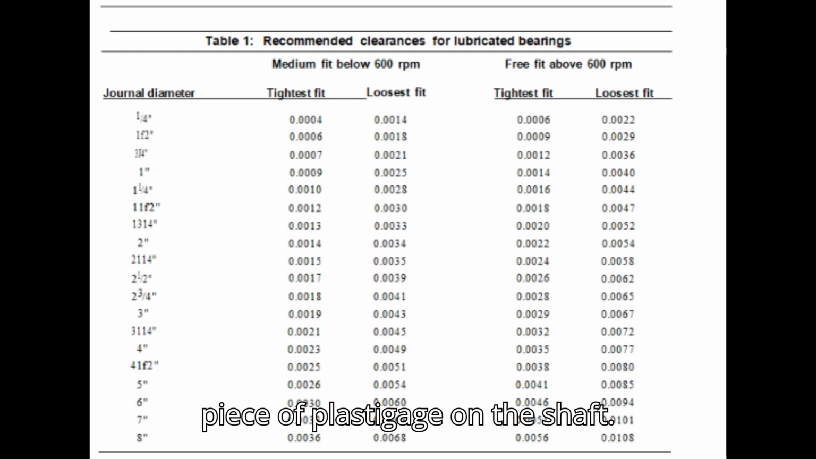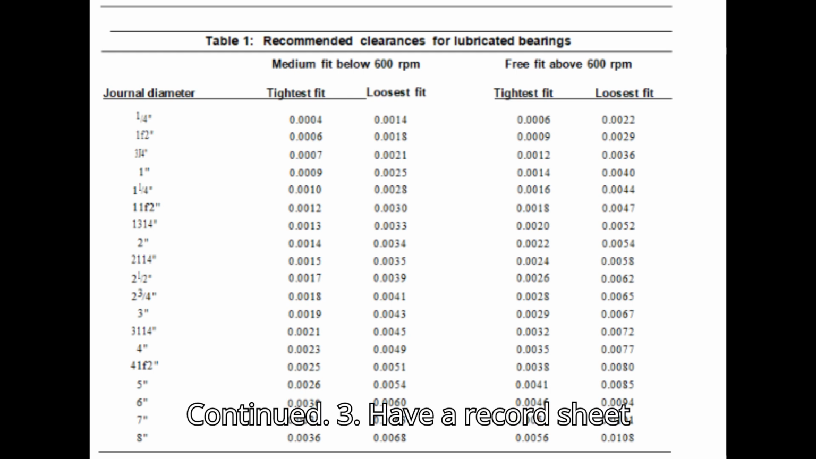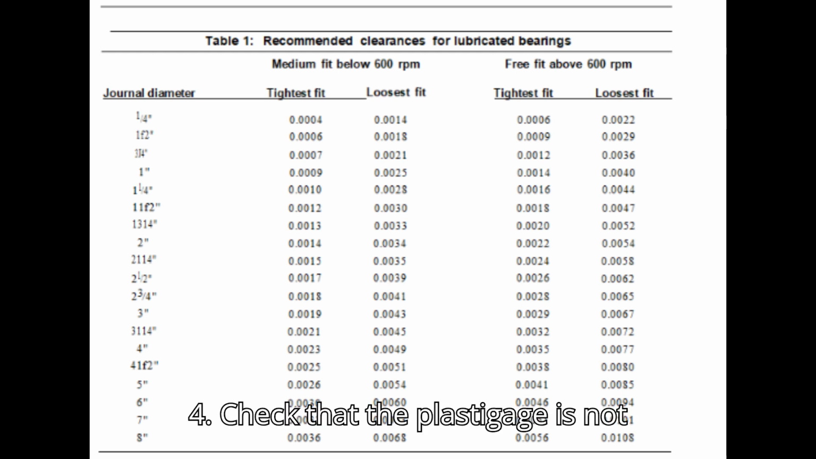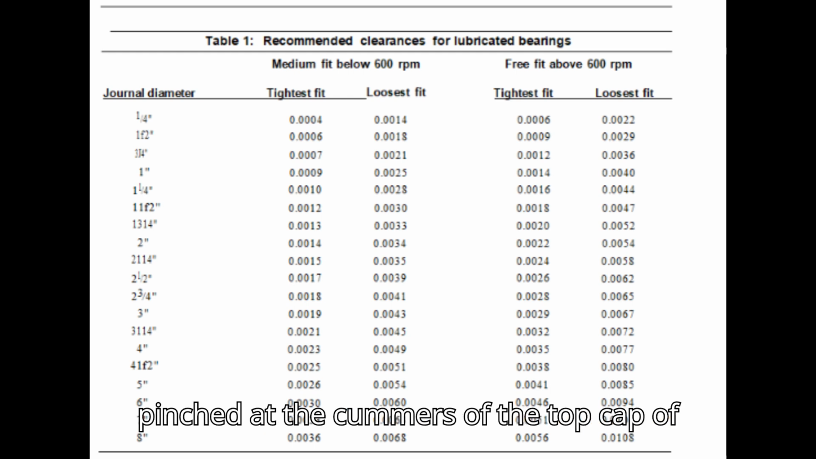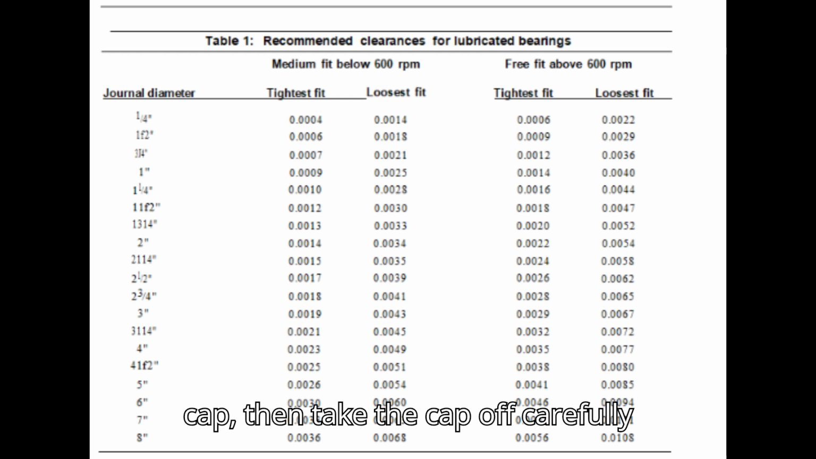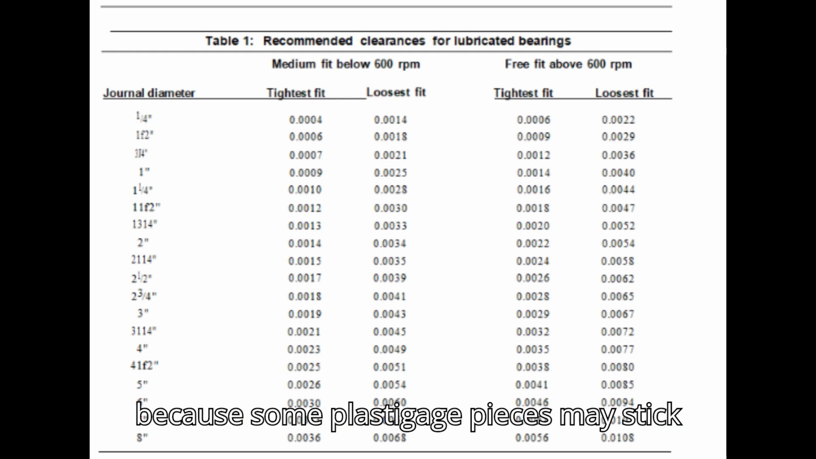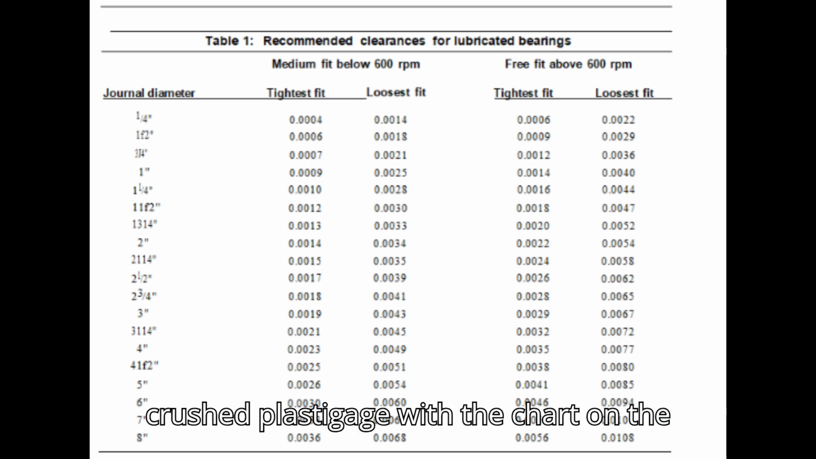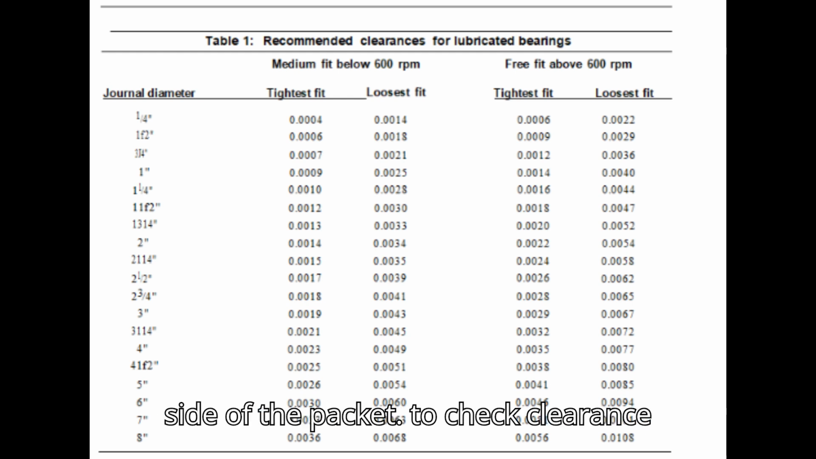Number each piece of plastigage on the shaft. 3. Have a record sheet handy, with space to record all readings. 4. Check that the plastigage is not pinched at the corners of the top cap of the bearing. 5. Tighten down the cap, then take the cap off carefully because some plastigage pieces may stick to it. 6. Compare the width of the crushed plastigage with the chart on the side of the packet.